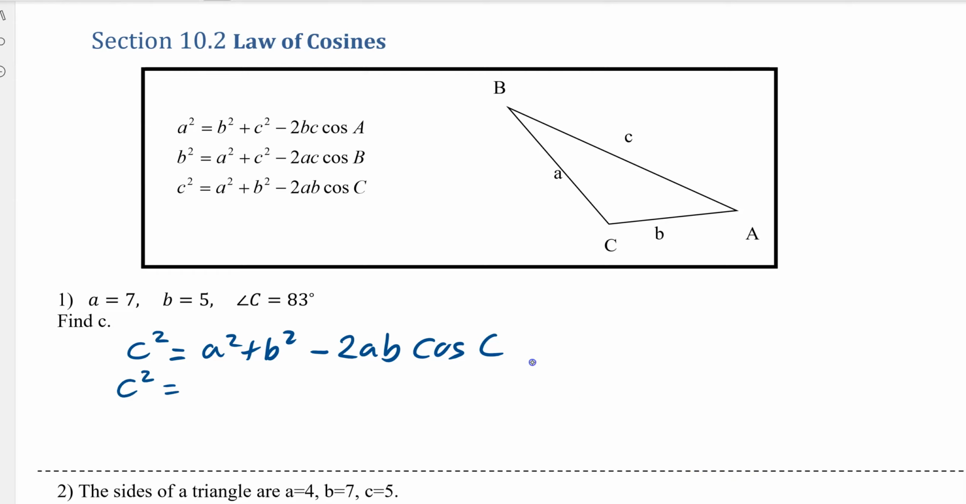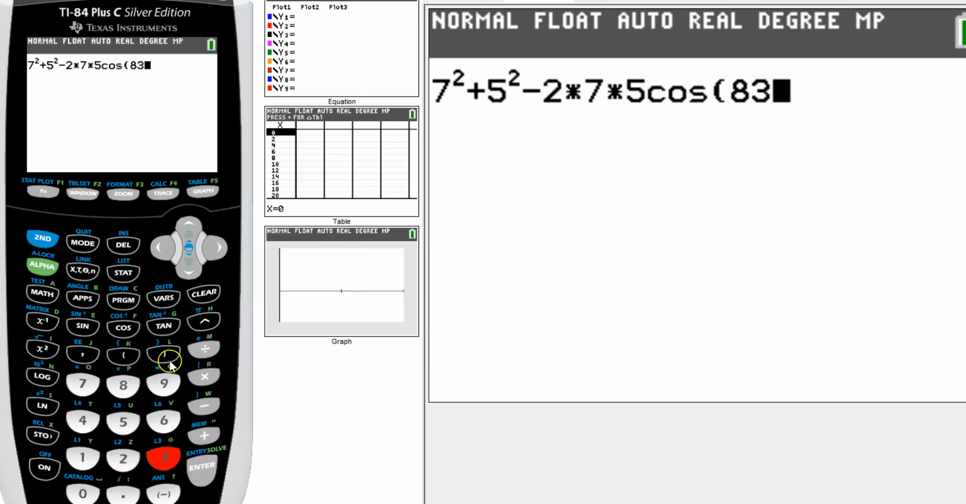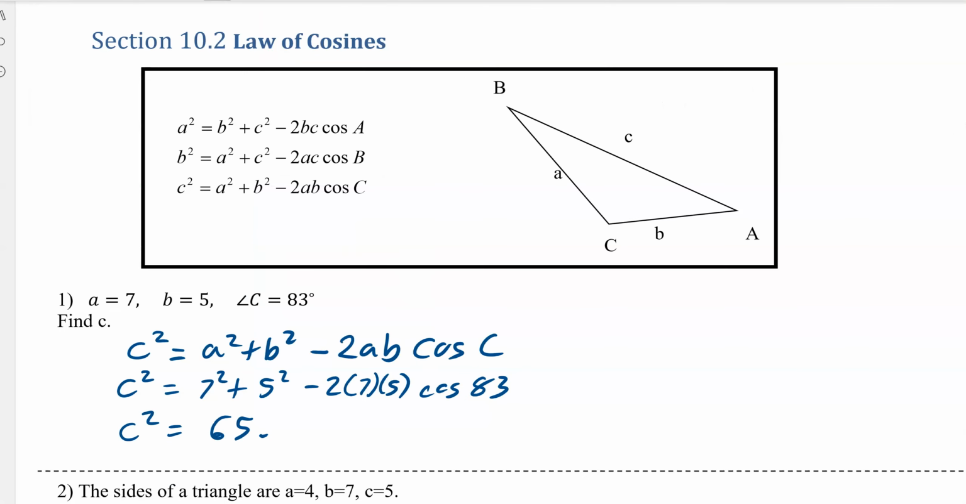So we're looking for C, so then we would have 7 squared plus 5 squared minus 2 times 7 times 5 cosine of 83. And we plug this in exactly how it looks into our calculator. So 7 squared plus 5 squared minus this. So 7 squared plus 5 squared, the two sides, minus, and then it's 2 again, times 7, times 5. And then it's cosine, make sure it's in degrees, and then the angle 83. And then you hit enter. And so there it is, 65.47. So c squared equals 65.47.